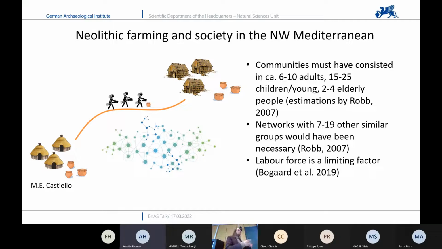So if people need to keep the knowledge of how farming works, how pottery needs to be produced, and so on, this knowledge, if it was this small community, would be in the hands of very few people. If men and women do different things, even less. So they would be very fragile. So actually, from an anthropological perspective, one would assume that they have very strong networks with nearby settlements so that the system is viable in the long term. And labor force is always a limiting factor. So they cannot disturb endless surfaces of land because the available manpower that you have is limited, although they can collaborate, of course.